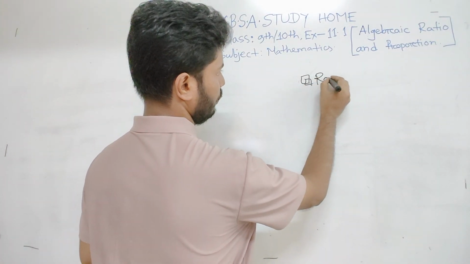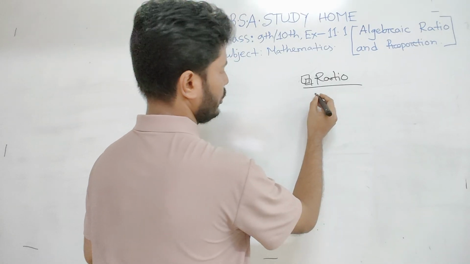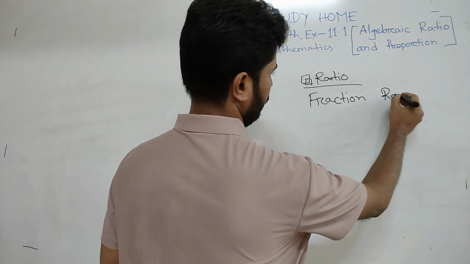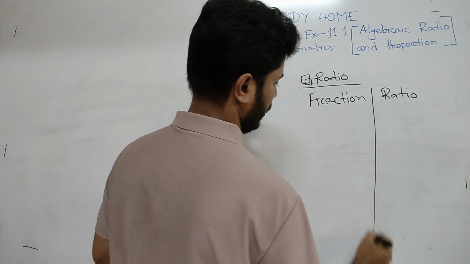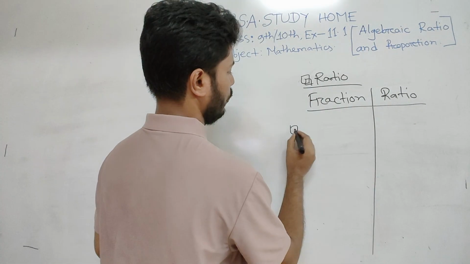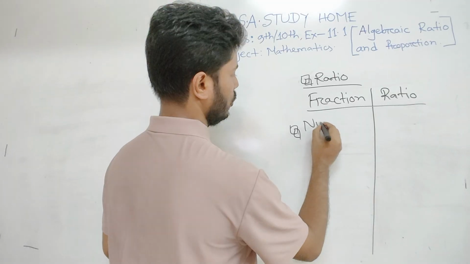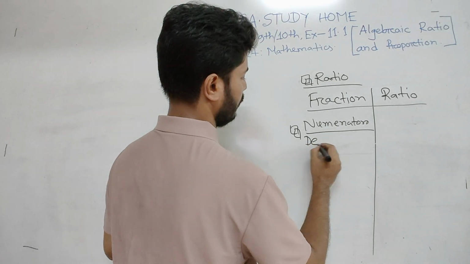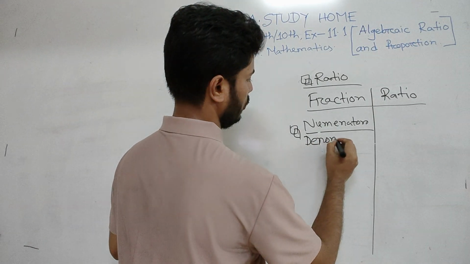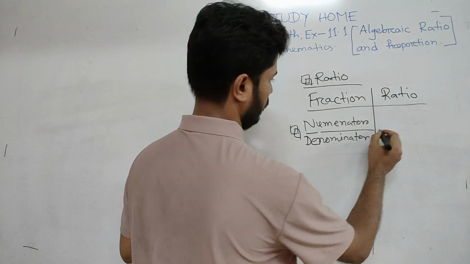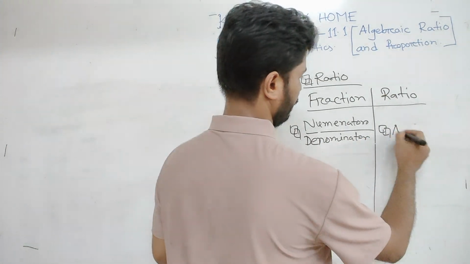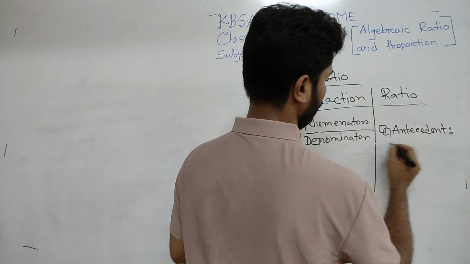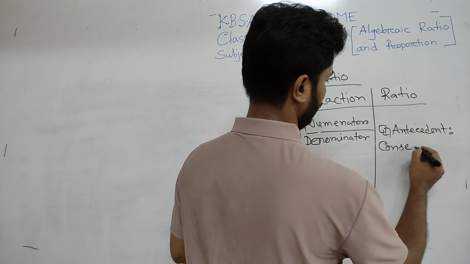First, ratio. Ratio is similar to fraction, because this one is similar. Fraction, we can write it as numerator by denominator. We can write ratio as antecedent colon consequent.